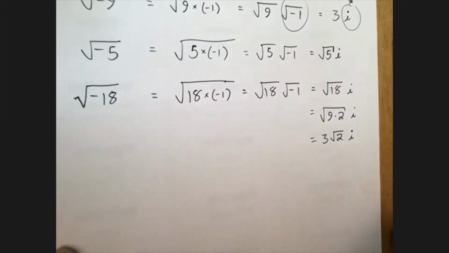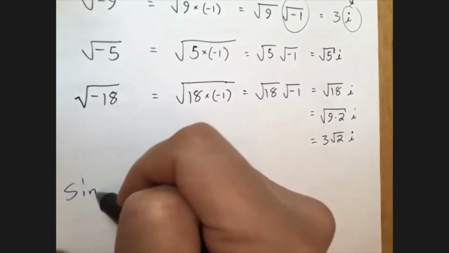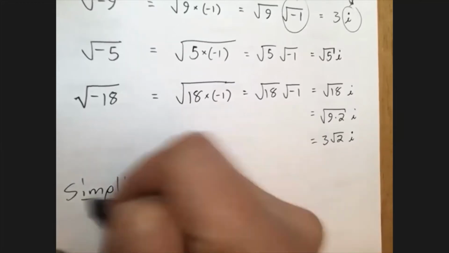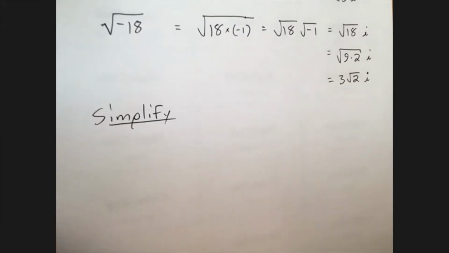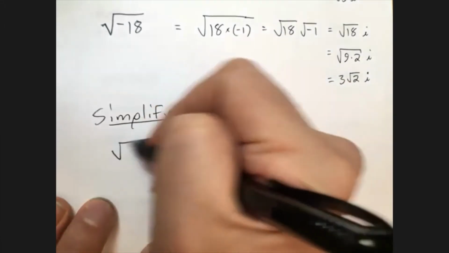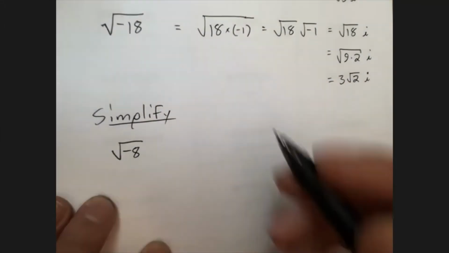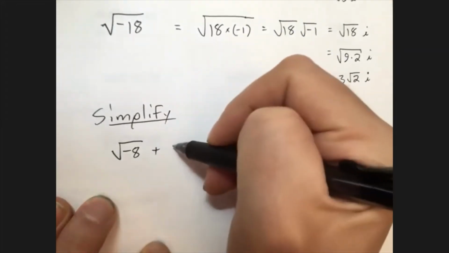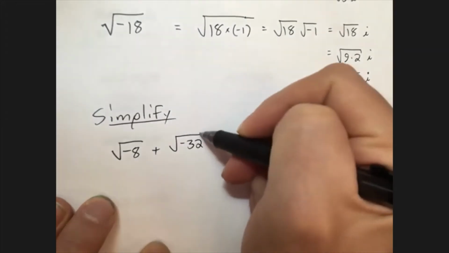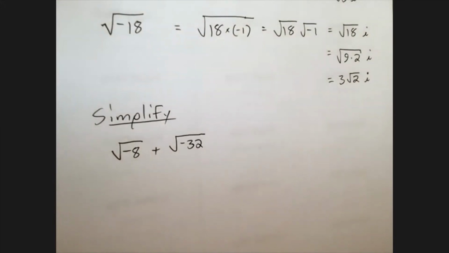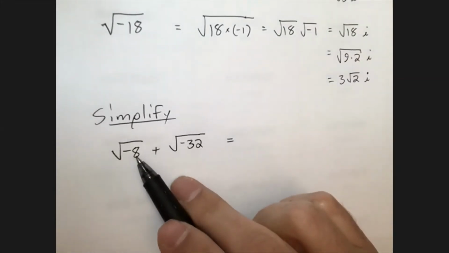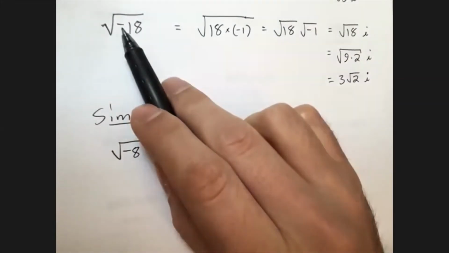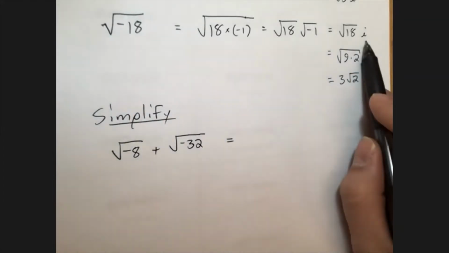Let's do some more simplification problems. Simplify. Let's do root -8 plus root -32. Okay, well, root -8, I don't know if you noticed, but whenever we have a negative number, the negative just comes out as an i, right?